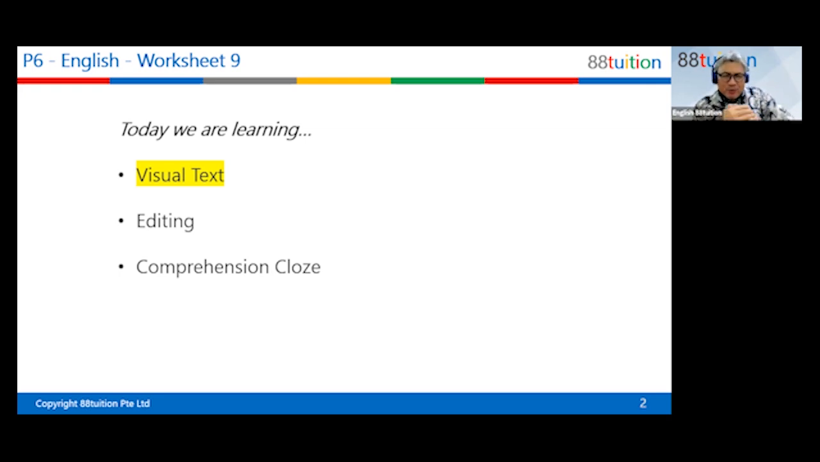And then after that, we're going to do some editing, the editing, where in the proper format, the PSLE format, you have 6 spelling errors and 6 grammar errors, right? Then you're supposed to write the correct word in the blank. And the comprehension cloze. Well, comprehension cloze, yeah, can be very interesting.